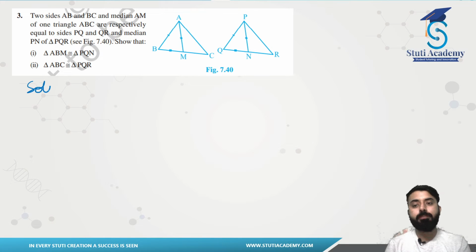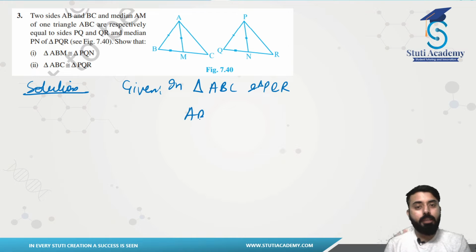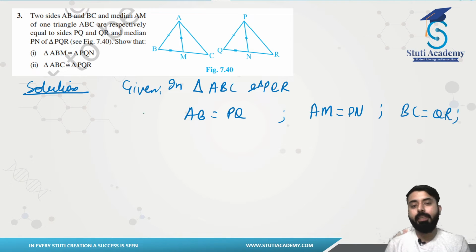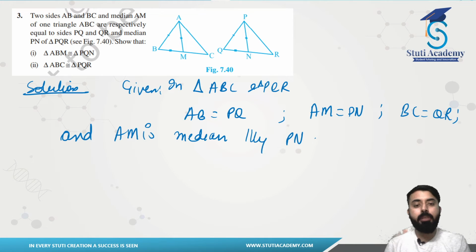So solution. I have been given, in triangle ABC and PQR, AB is equal to PQ, that has been given to me. AM is equal to PN, that has too been given to me. BC is equal to QR, already given to me, and AM is median. Similarly, PN is a median.